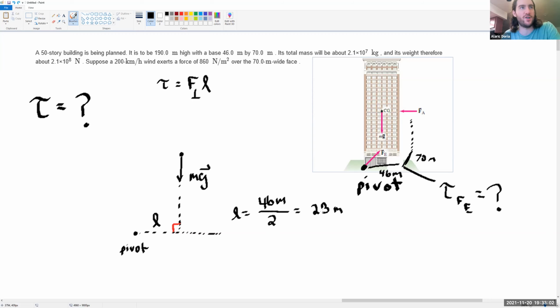I don't need to box this, actually. This is going to change. So that's 23 meters for the lever arm there for the force mg. The next thing to remember is the direction. Torques have direction, right? They tell you which way the object is going to rotate. So is the building going to topple over this way, or is the building going to topple over this way, right? So the direction is important. And if you remember, we talked about clockwise rotation versus counterclockwise rotation. And you need to pick clockwise or counterclockwise to be your positive direction, and then the other direction will be your negative direction.